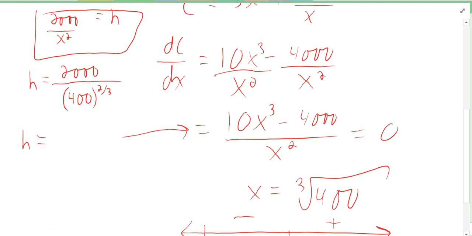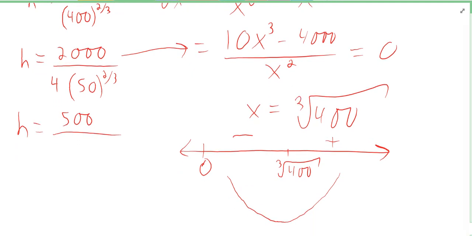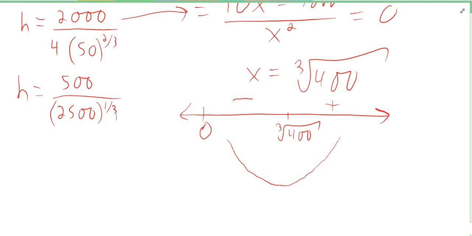In terms of cube roots, we know 8 goes into 400 50 times, so that's going to become 2 if you take that out. But we're also squaring it, so that's going to be 4 times, what do we take out? An 8, so it's a 50 to the 2/3. So h can be, the 4 goes into 2,000 500 times. And 50 squared, because it's to the 2/3 power there, is going to be really 2,500. And that's to the 1/3 power. There's really not a lot we can do with that. So I'm just going to leave it like that for right now.